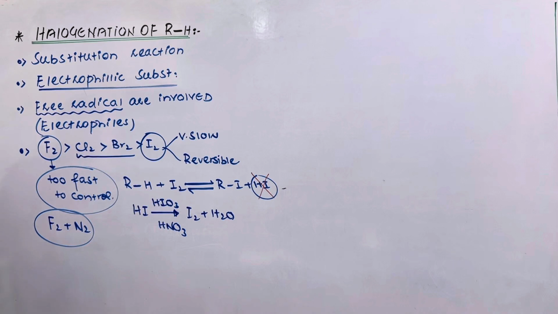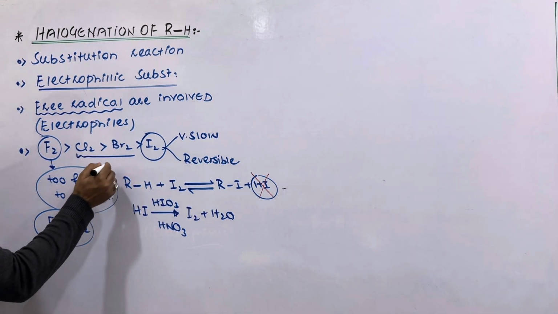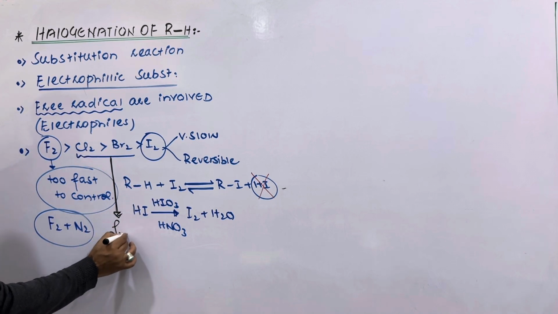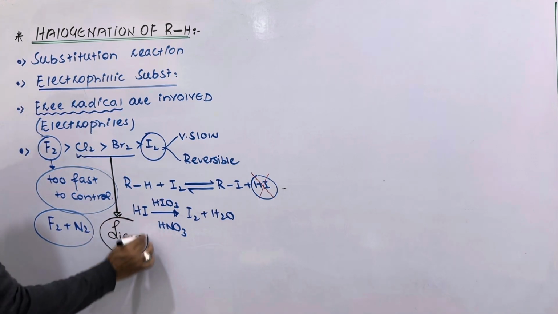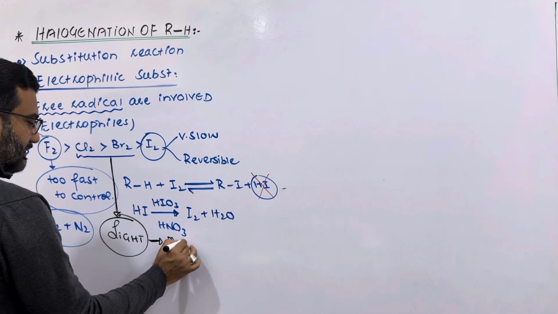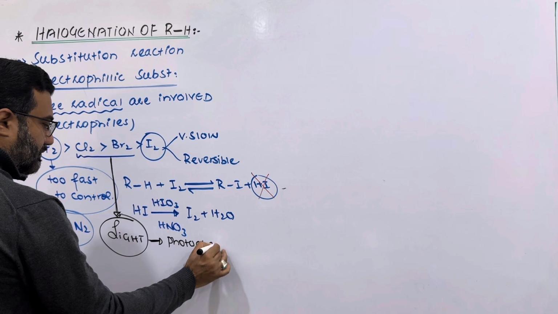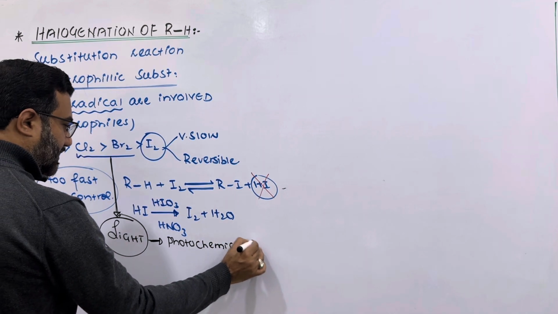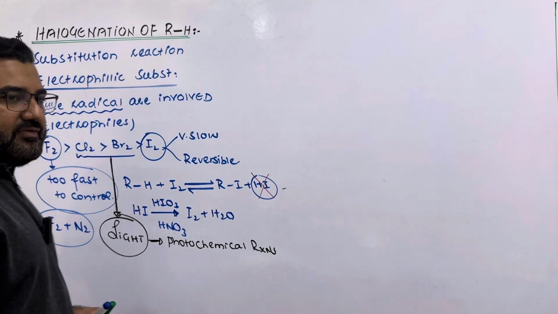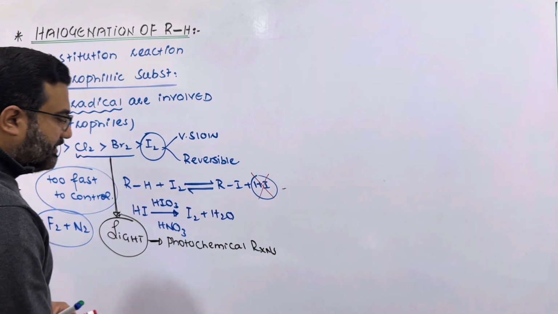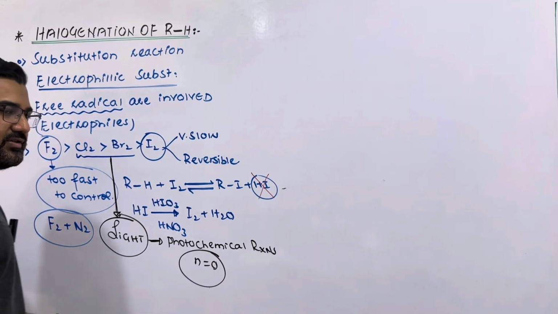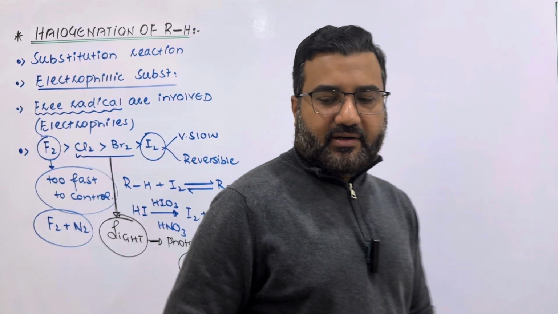Now, my dear students, the chlorination and bromination take place in the presence of light, and those reactions that take place in the presence of light are called photochemical reactions. So chlorination and bromination of alkane is an example of photochemical reaction, and all photochemical reactions have zero order, so it is basically a zero order reaction.